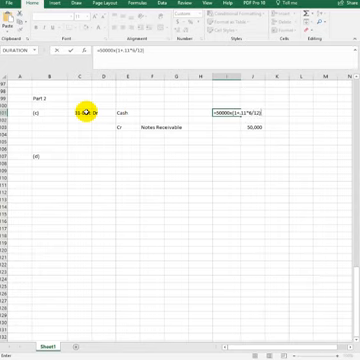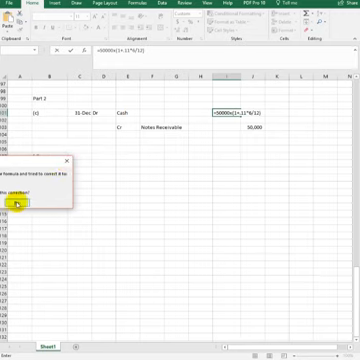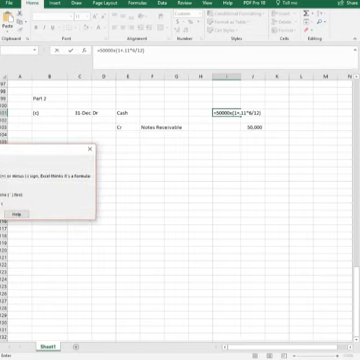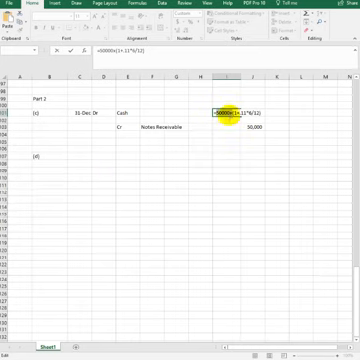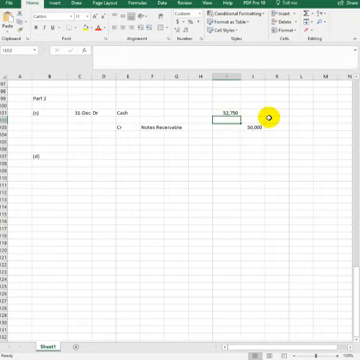Okay, we found a typo. Let's fix it. I'm going to fix it. Excel shortcoming, I guess.